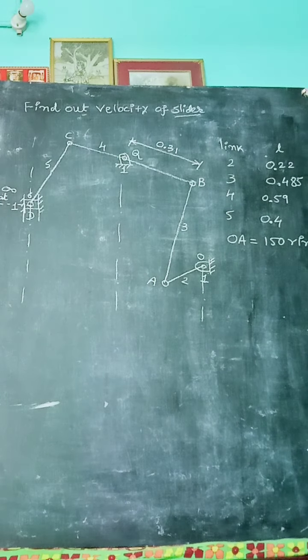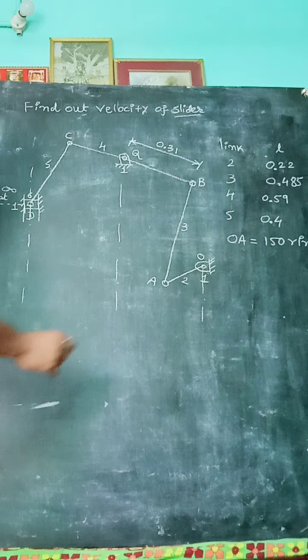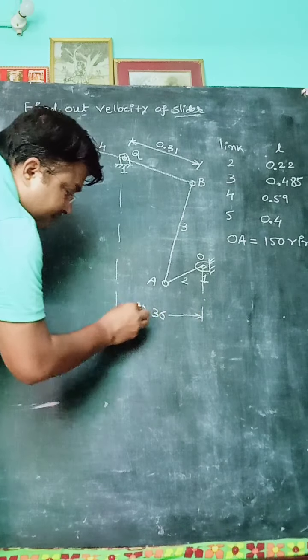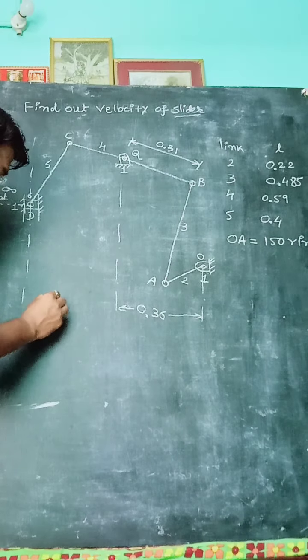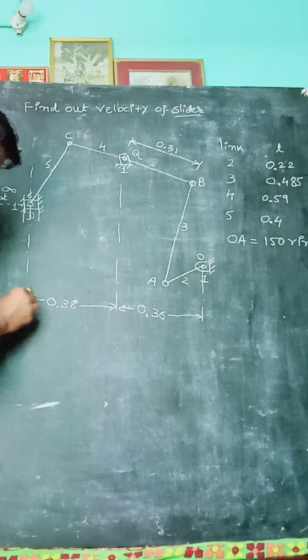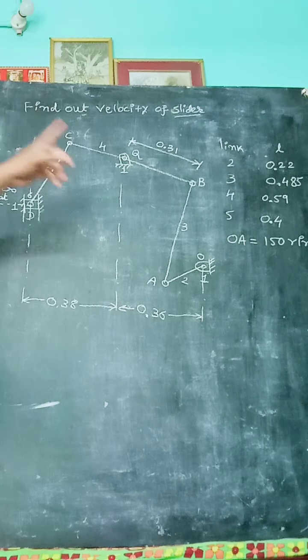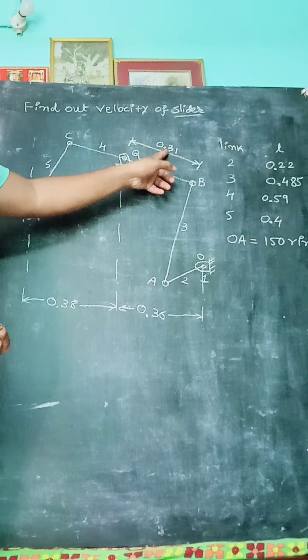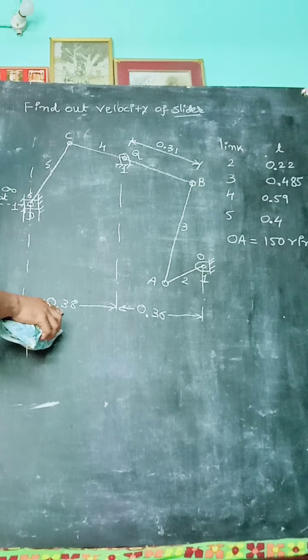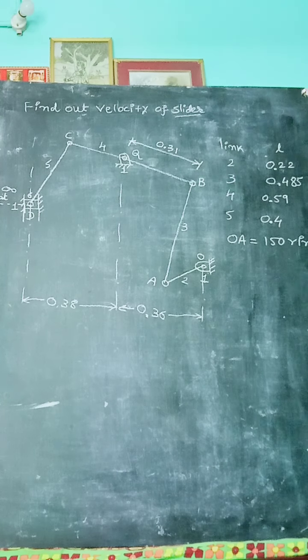This distance is 0.36 meter and this is 0.38 meter. Okay, and segment BQ is 0.31. So the configuration diagram can be plotted easily. This is 0.38, 0.36, no problem.